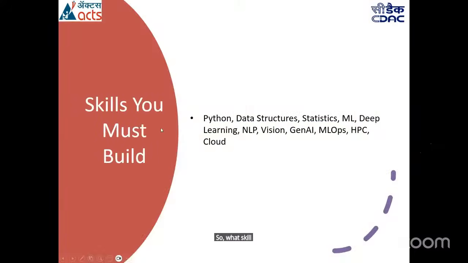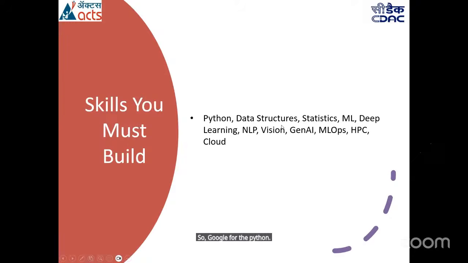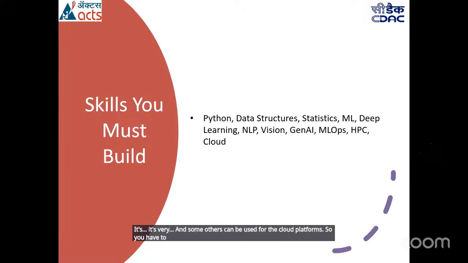So what skills do you have to build? First, you have to understand Python. This is the first language, with multiple libraries. You have to know Python data structures, statistics, and some mathematical operations, and then machine learning, deep learning, natural language processing, computer vision, generative AI, MLOps, HPC (high performance computing), and cloud. Today the industry uses AWS, Azure, and some other cloud platforms. So you must have these skills.